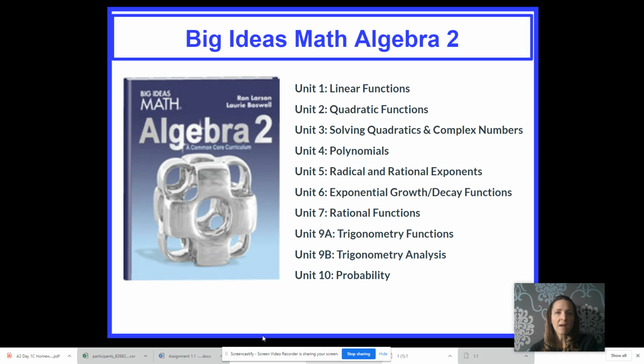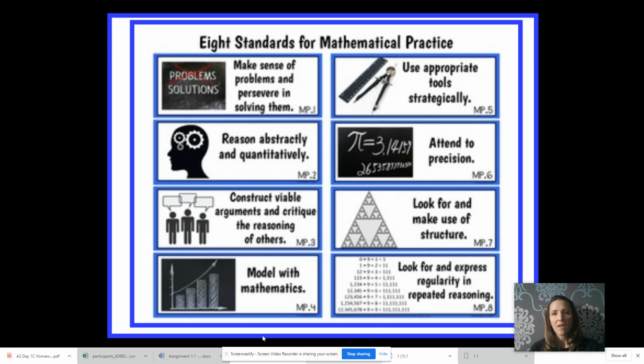The only unit that we're not covering this year is Unit 8, and it's just not a standard for advanced algebra. But they would have seen it a little bit in Algebra 1, and if they continue on, they will see part of those standards next year. More importantly than the content that we cover this year in Algebra 2 are the 8 mathematical practices.